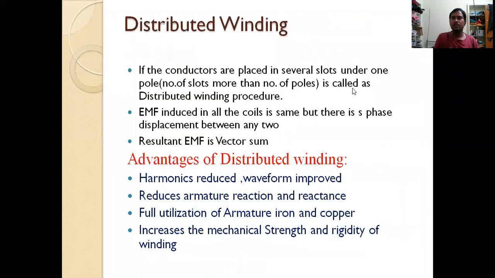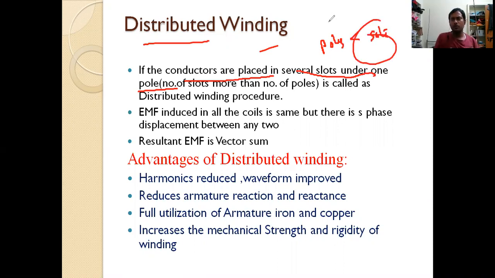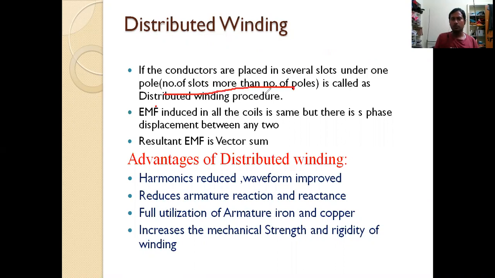So next one is the distributed winding. Generally we should use the distributed winding. Here the conductors are placed in several slots under one pole. I already discussed that the number of poles is less than the slots. But in the concentrated winding, poles are equal to slots. That is the difference. So here the number of slots is more than the poles. Such a winding is called distributed winding.